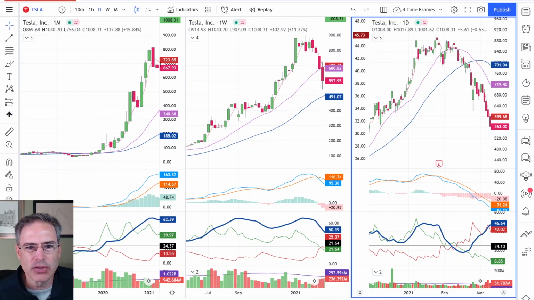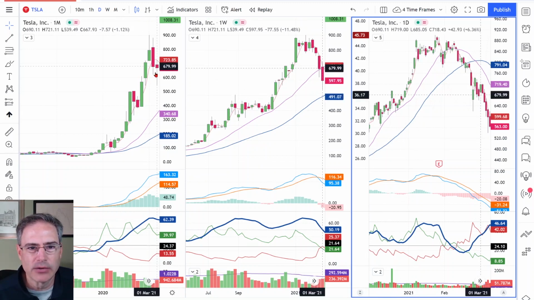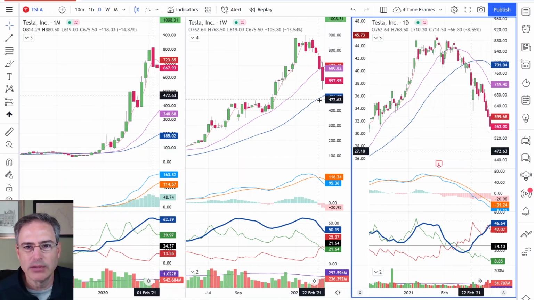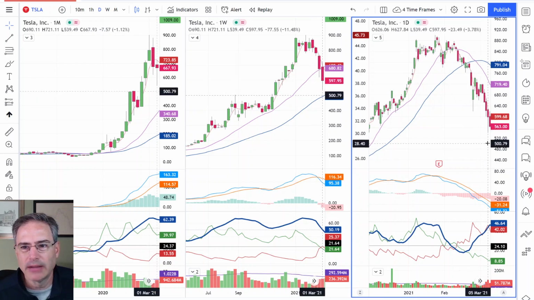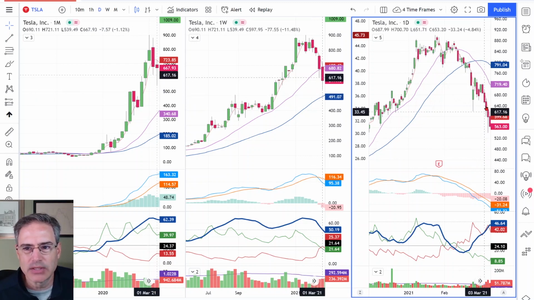So I want to start with this 3-5 low, and here's the monthly chart on the left, weekly chart in the middle, and a daily chart on the right. And you can see that's the reversal bar at the bottom, 3-5.